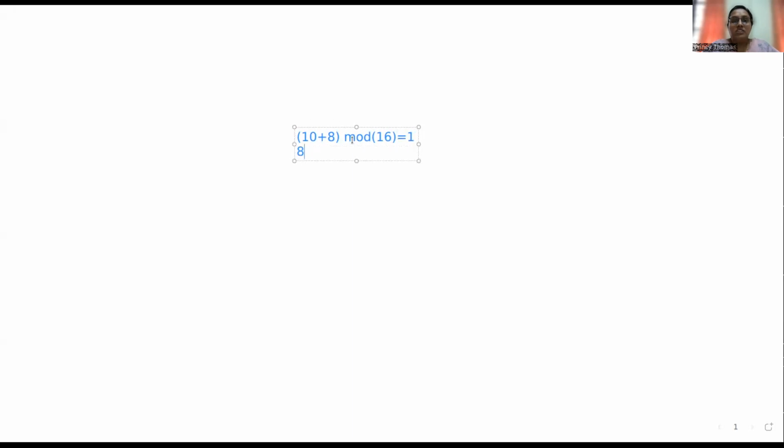But because we have mod 16 over here, we cannot have any value greater than 16. So to get 18 after 16, again 17 is counted as 1, and 18 is counted as 2. Okay, so 18 will not be the right answer here. The answer will be 2. Okay, so this is what I mean.